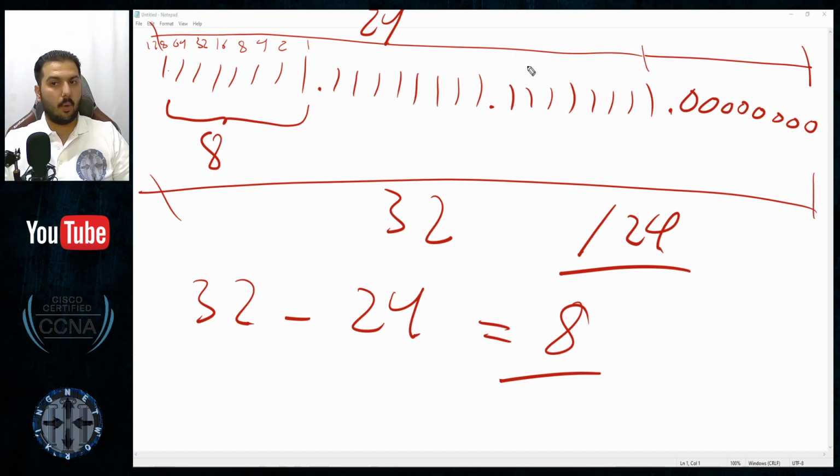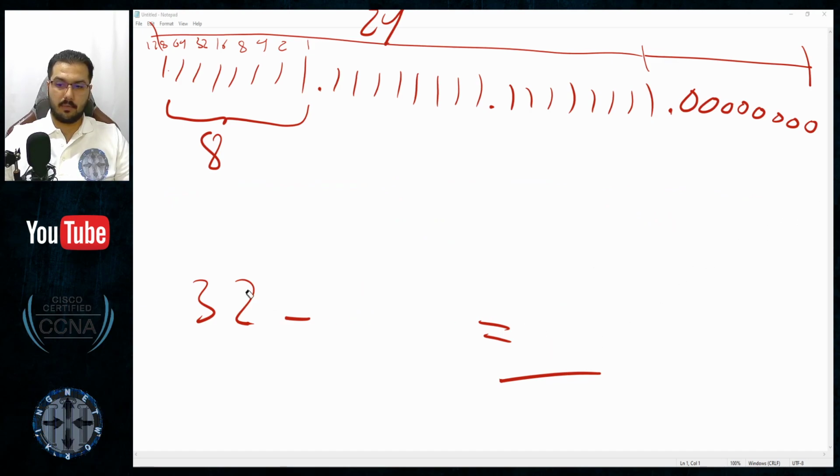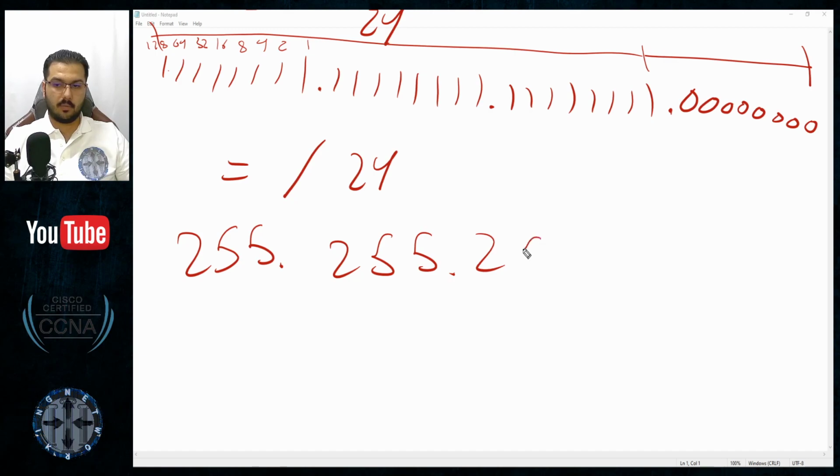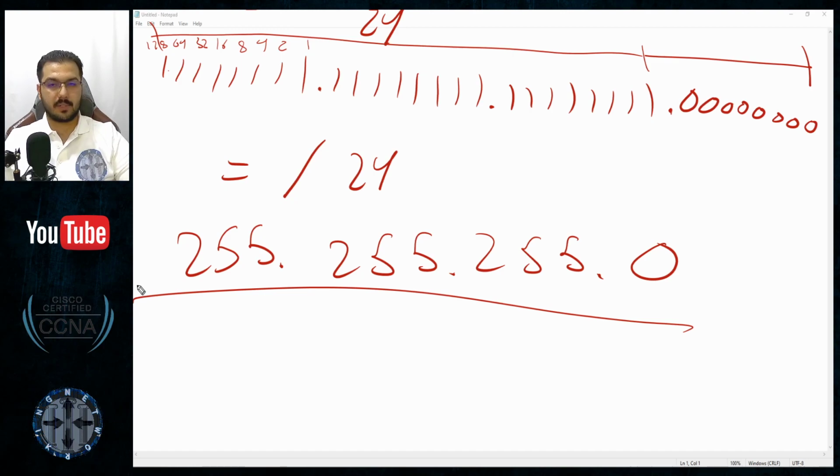And that's it. So what I wanted to tell you is that when you see this example over the internet, it can be written in 3 different methods. Method number 1 is the binary method, which is this one, all ones and zeros. Method number 2 is the combination of the ones, and that will be slash 24. Method number 3 will be the decimal, and that will be the combination of these: 255.255.255.0. This is your very first example of a subnet mask.